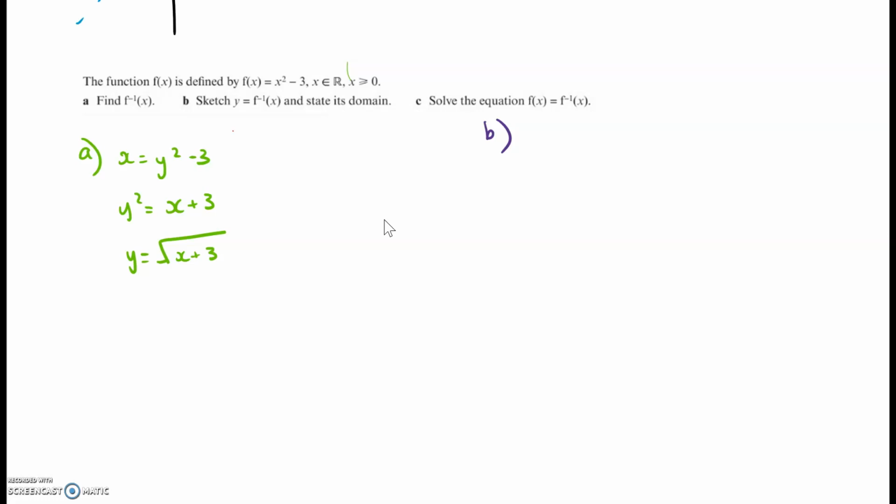Now you only need to consider the positive square root and not the negative square root, because we're looking at the positive version of this function, and that'll make more sense when we're sketching the inverse of f of x. So I'm just going to quickly sketch it and come back to it, and just give me a second.